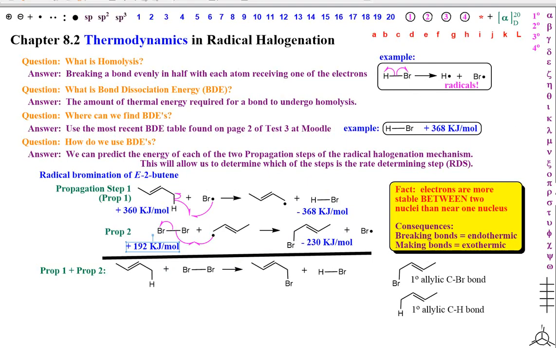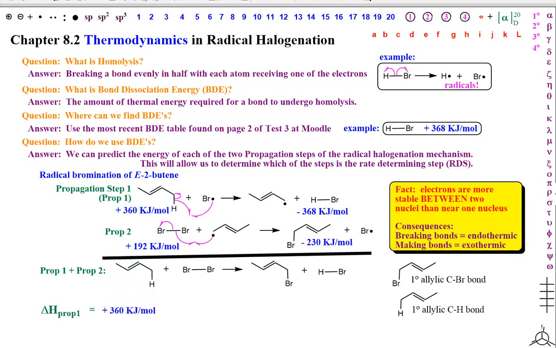So we can calculate the change in enthalpy for prop 1 and prop 2 and compare them. And then we'll decide which one's the rate determining step, and I think that will be enough for this video. We've done all the hard work by learning these facts and consequences. The numbers we need to use are written as they are needed.